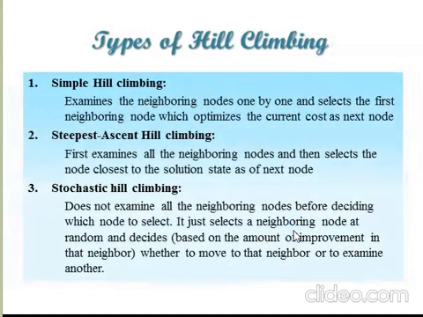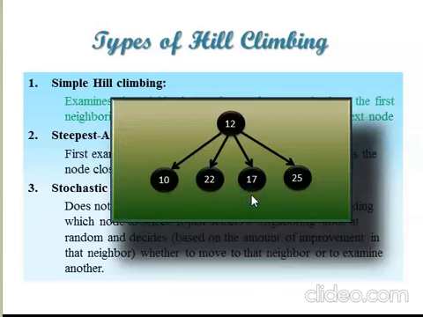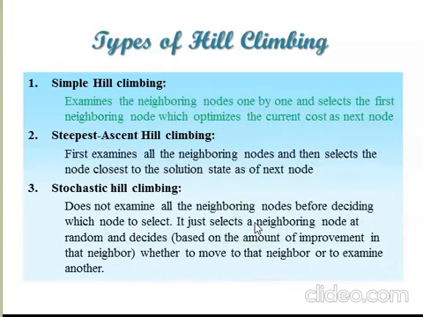There are 3 types of hill climbing: simple, steepest ascent, and stochastic. These are the 3 hill climbing techniques, with only slight variations in their approach. We will see them one by one. First, let us see simple hill climbing.